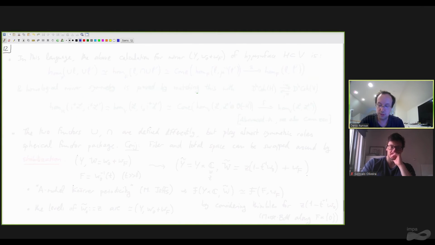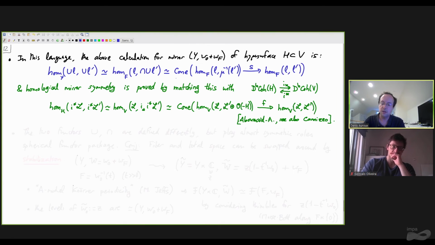So maybe I should just end with this explanation here. The calculation I did for mirrors of hypersurfaces corresponds to, well, I was calculating Floer theory for a pair of U-shaped Lagrangians. Adjunction of functors means I can move the cap to the other side and instead I get the Homs in the fiber between one Lagrangian and cap cup of the other, which is the cone of 2 copies of it, one perturbed by the monodromy. This is what I had.